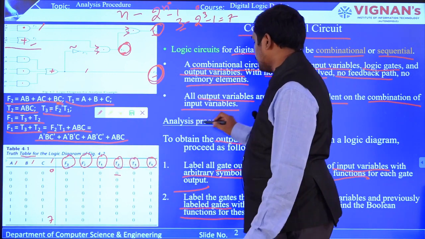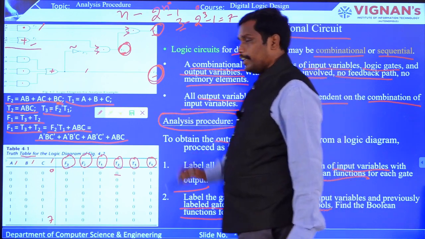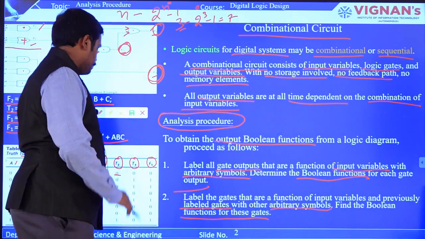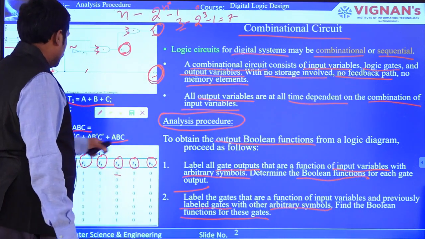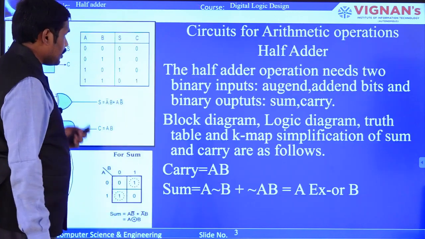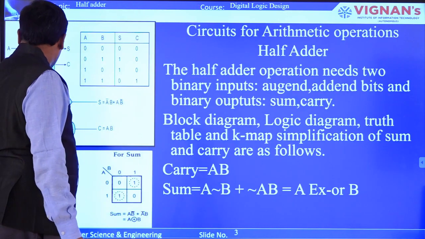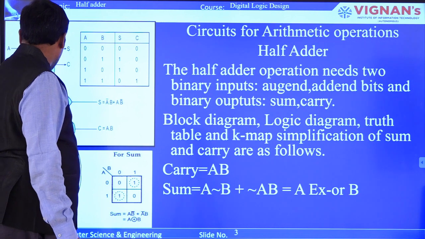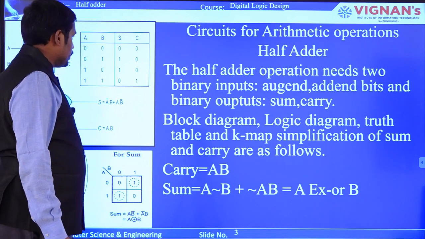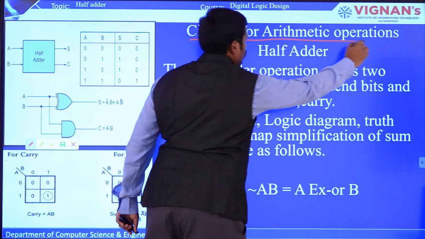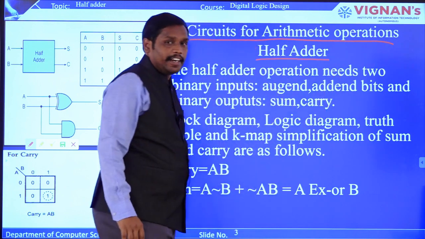So this is what we call the analysis procedure. Now we'll go to the next important part, that is the circuits for arithmetic operations. We have seen arithmetic operations, and these circuits for arithmetic operations have half adder and full adder.